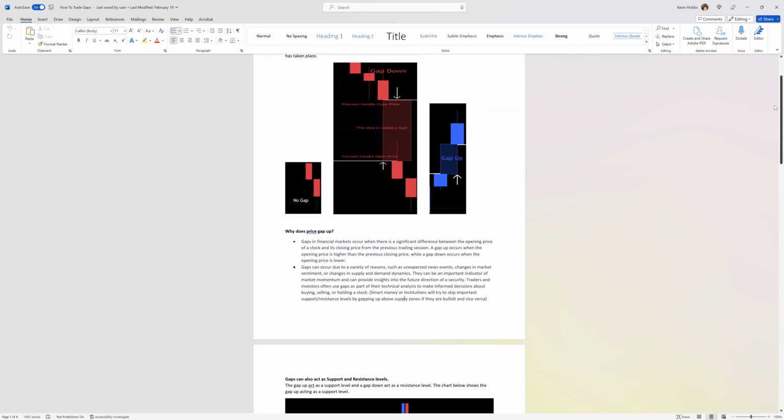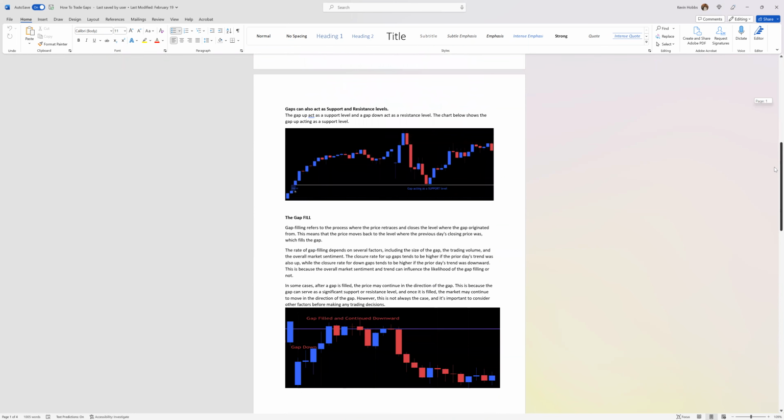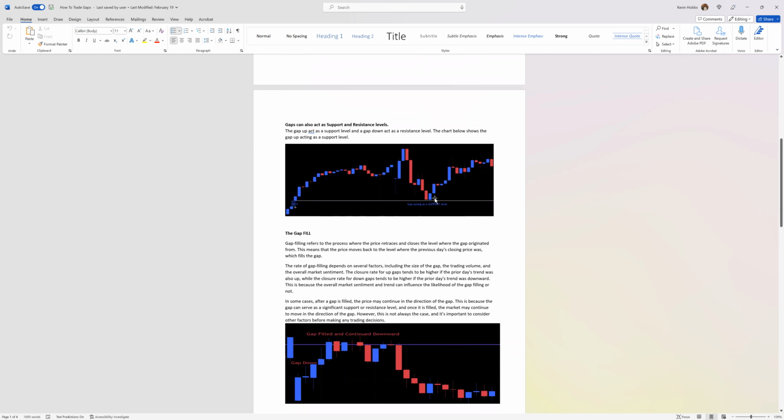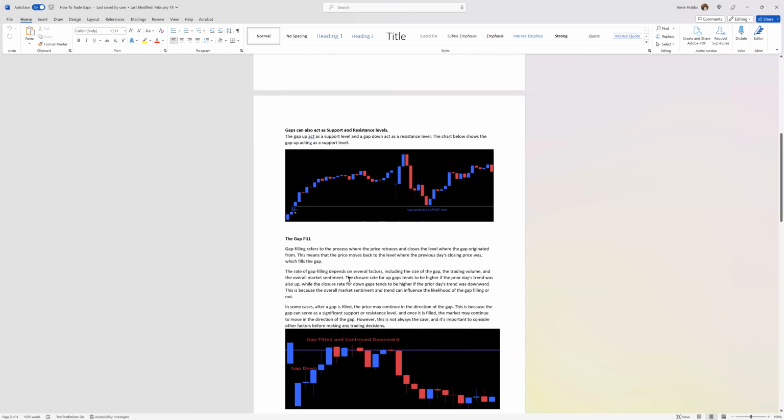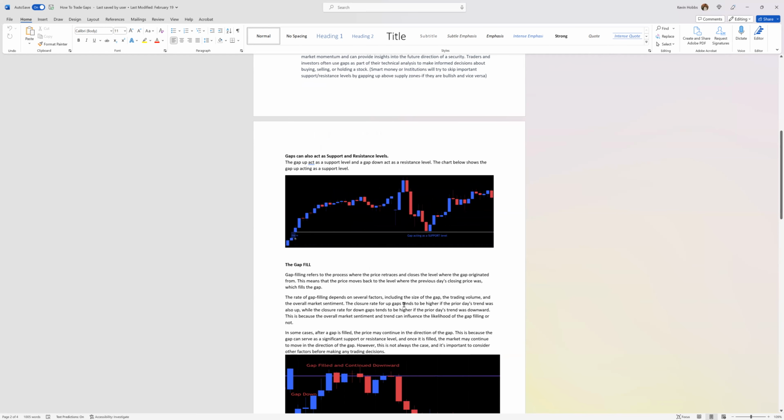All right. Now, when you trade these gaps, they can act as support and resistance levels. This is the gap fill, the process where the price retraces and closes the level where the gap originated from. This means that price moves back to the previous day's closing price, which fills the gap. The rate of gap filling depends on the size of the gap and the trading volume for that day.